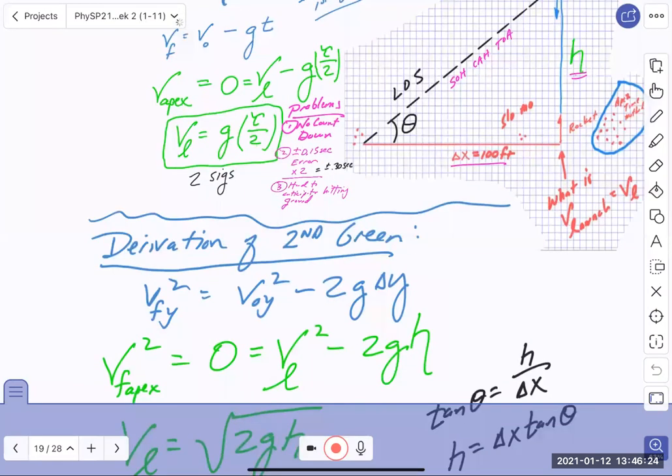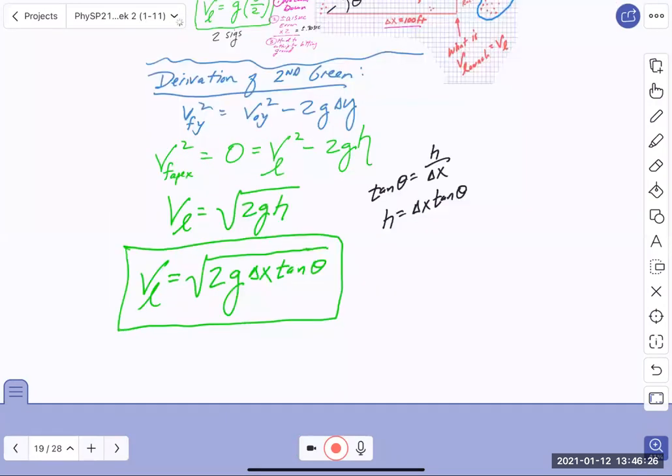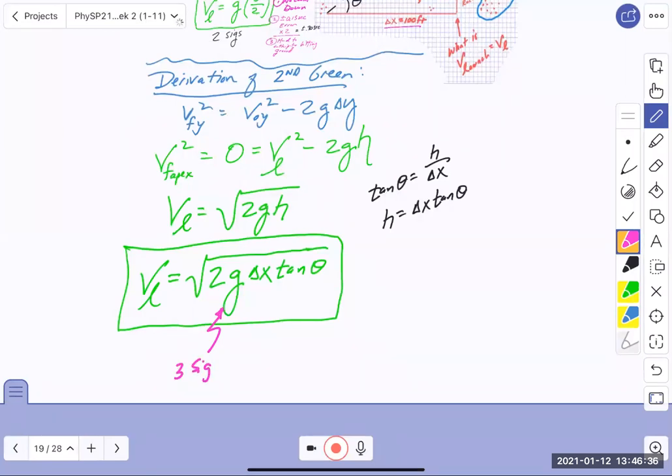Now, whoa, hold it. Let's talk about sig figs. The g has as many sig figs as you want. That's got 3 sigs. The delta x, we can measure to 100.0 feet, to the nearest foot. That's 3 sigs. That's why I want to go 100 and not 50. You want that extra sig.